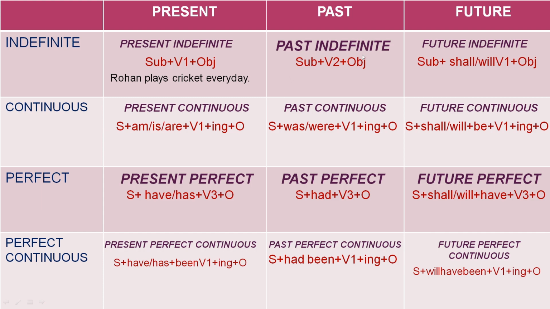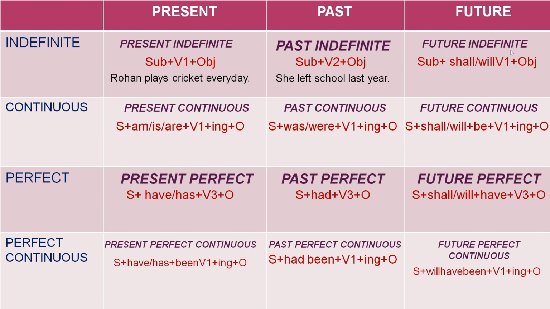Then the second one is past indefinite. The rule is subject plus second form of the verb, then object. So the sentence will be just like, she left school last year. Here she is the subject, left is the second form of the verb, school last year, that is the object part.